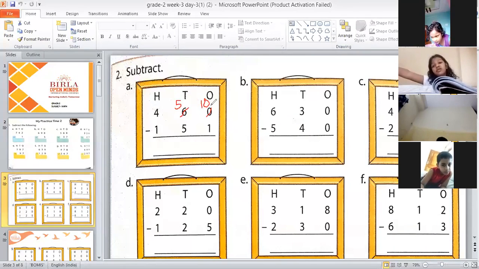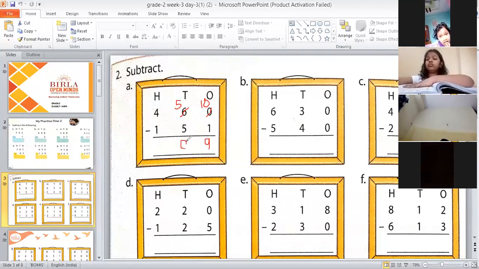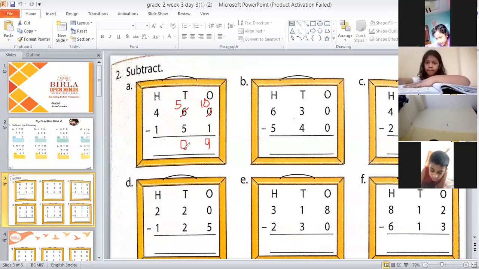Now we have to subtract this 1 from this 10. So 10 minus 1 is 9, children. So we will write here 9. Now in tens place, first number is 5 and second number is also 5. So 5 minus 5 is 0, children, because you are subtracting a number from itself. Whenever you are subtracting a number from itself, answer is 0.